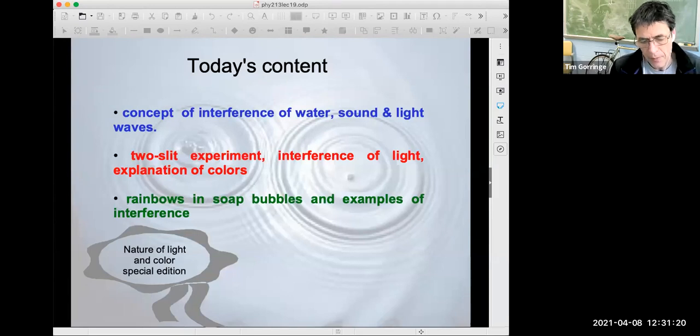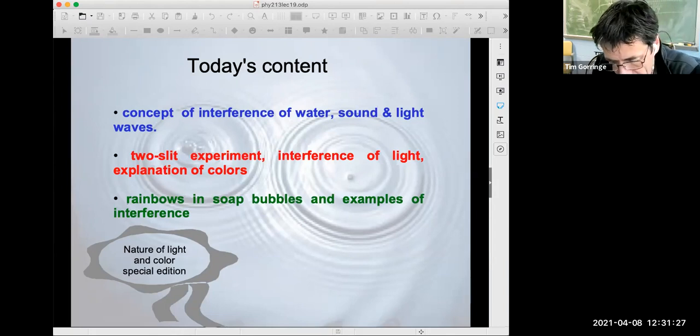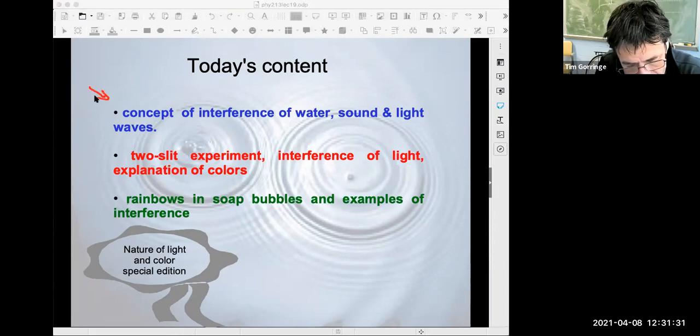For today's content, I'm going to first introduce interference, and we're going to talk about interference of water waves, sound waves, light waves. So we'll get to understand interference. I'm then going to talk about a famous experiment. It's called the two-slit experiment, or Young's two-slit experiment. And it demonstrated for the first time interference of light. This was the first experimental setup to show the interference of light. And it also led to the explanation, understanding nature of colors. So that was a big breakthrough in understanding light.